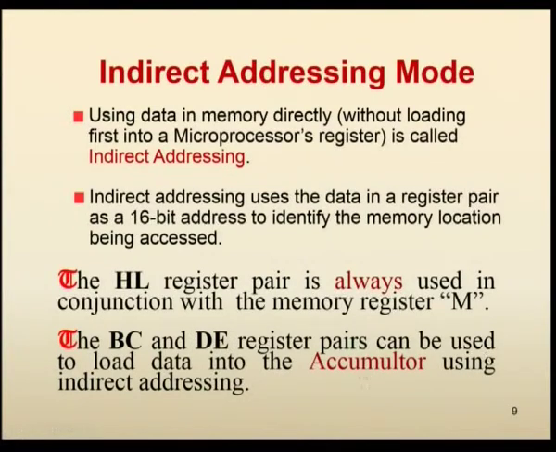but these registers can move data only between the accumulator and memory. So, the HL pair can be used for moving data from any memory location to any register, but BC and DE move data from memory to the accumulator and from the accumulator to memory.